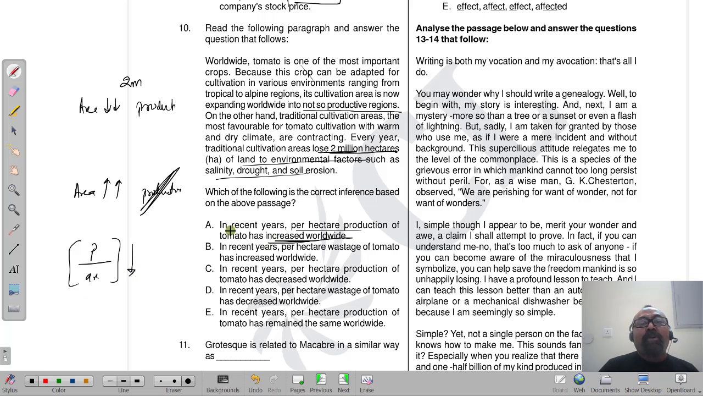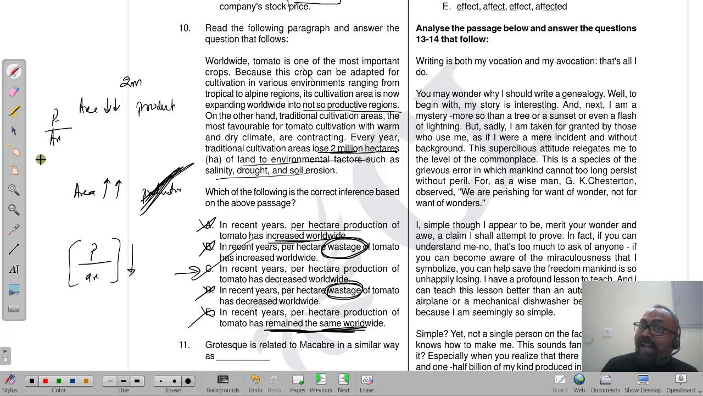It has increased worldwide would be incorrect. The hectare wastage of tomato, nothing about wastage is mentioned. Recently, production of tomato has decreased worldwide. This is a logical conclusion that one can make. In recent years, wastage is not mentioned. Per hectare production of tomato remains the same. There is nothing to say it should remain the same. Answer choice should be C. So the non-productive areas are increasing, the productive areas decreasing. The ratio of the production on that area to the total area obviously is going to reduce. That is a logical thing to say.